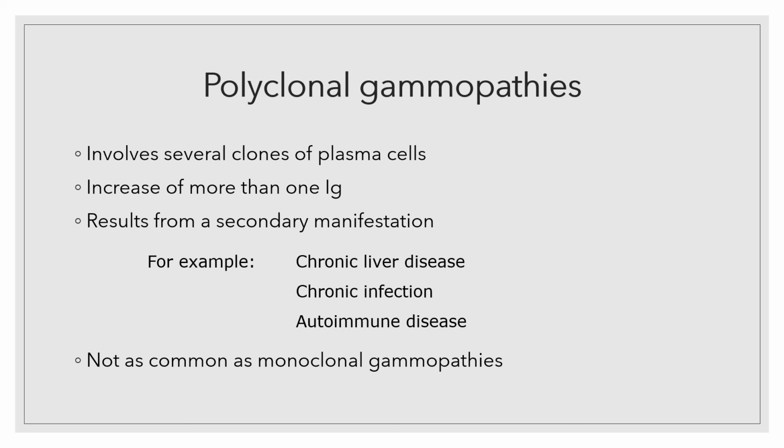A polyclonal gammopathy involves several clones of plasma cells. You're going to see an increase in more than one immunoglobulin, and they can be heavy or light chains that are increased. It results from a secondary manifestation such as chronic liver disease, such as hepatitis B, chronic infections, and even autoimmune diseases such as rheumatoid arthritis. This is not as common as a monoclonal gammopathy. The way that we would identify a polyclonal gammopathy is through a process known as serum protein electrophoresis.